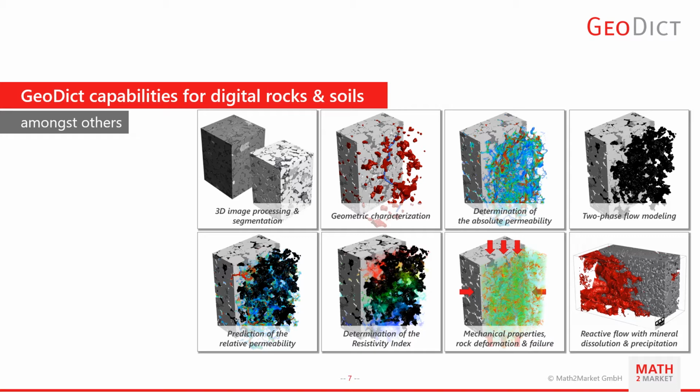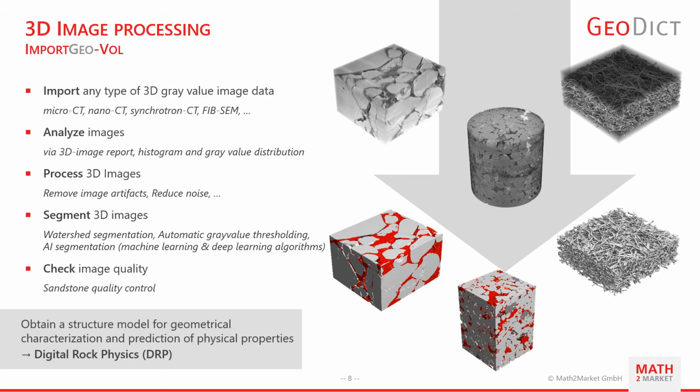In the next couple of minutes, I will dive into the technical features for the most prominent GeoDict capabilities for digital rocks and soils. And I will start off with 3D image processing and segmentation. In GeoDict, you may import any kind of 3D gray value image data. And even if you're keen enough to find a data format that we have not yet considered, we will make it happen. Just let us know.